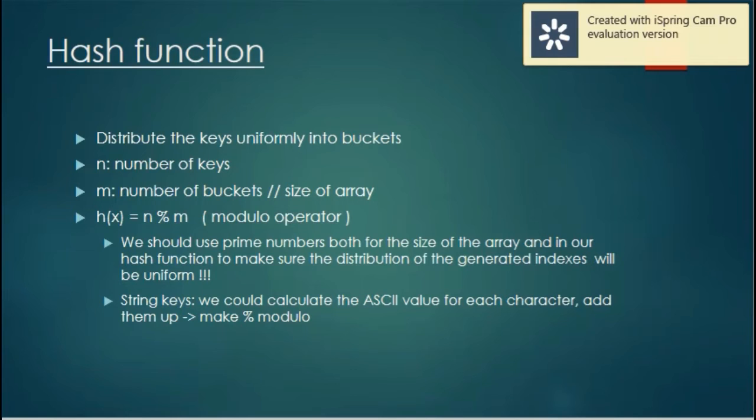Because for example, if we have an array with 6 slots and we generate an index of, for example, 10,000, of course we will end up with an array index out of bounds exception. So we have to use this modulo operator to make sure that the generated index will be within the range we are considering.